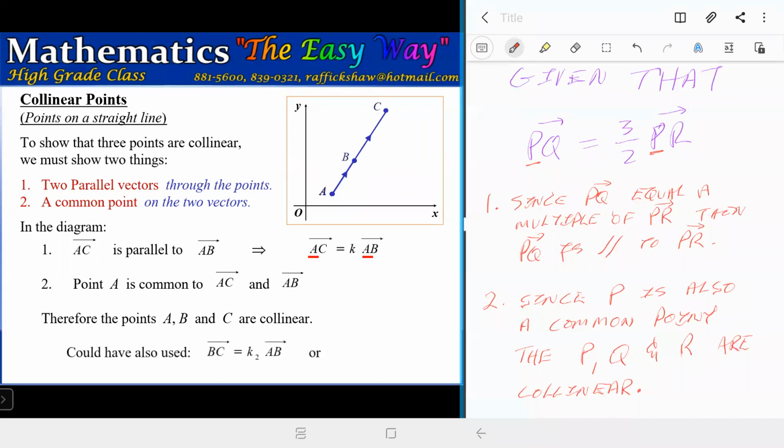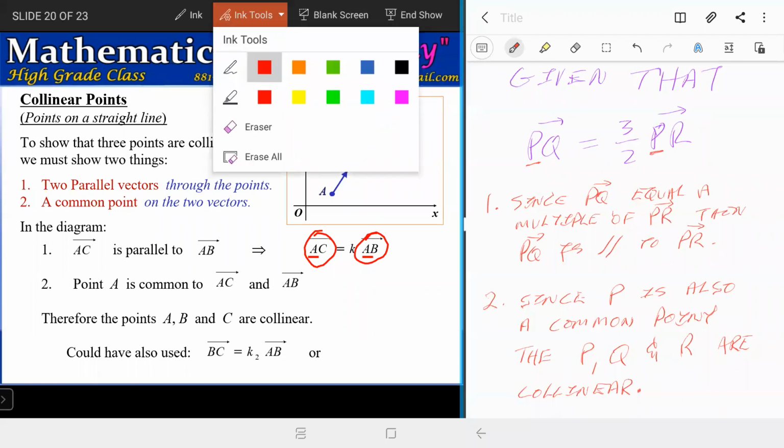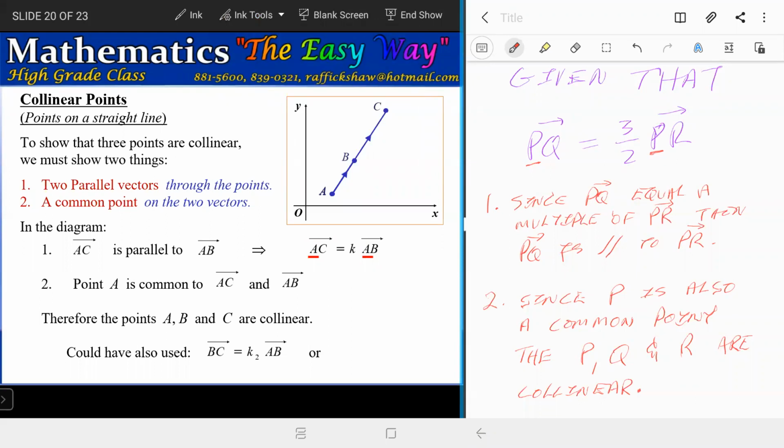So, as I said, in addition to using the AC and the AB to show it, you can use any two vectors from the 3 points. Any two vectors from the 3 points can be used to show that the points are collinear. So if I'm using AC and AB up here to show that they are collinear, in that case, A is a common point. That means they are collinear.